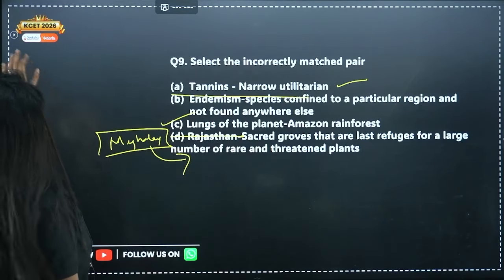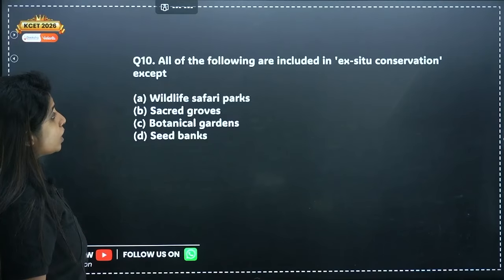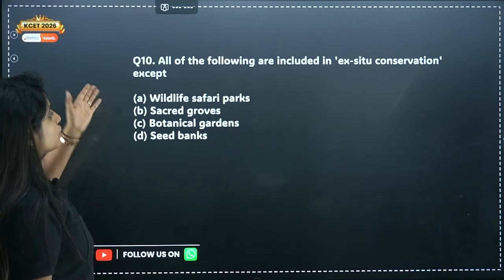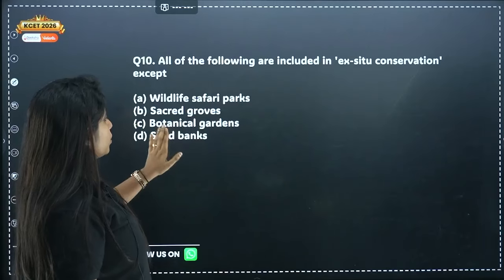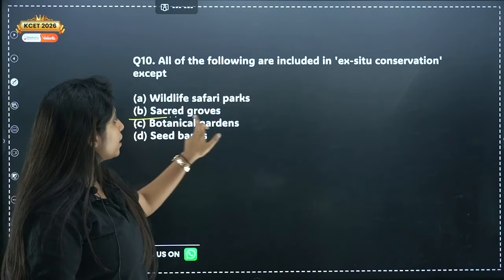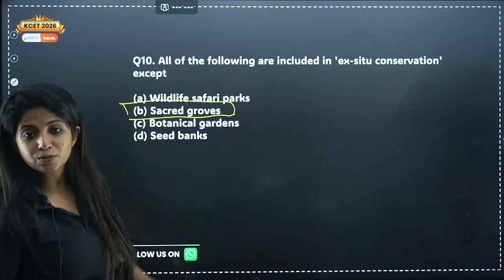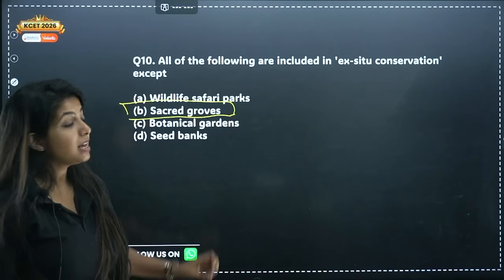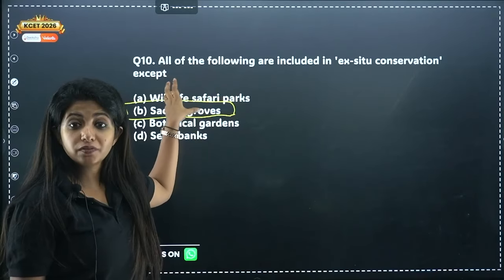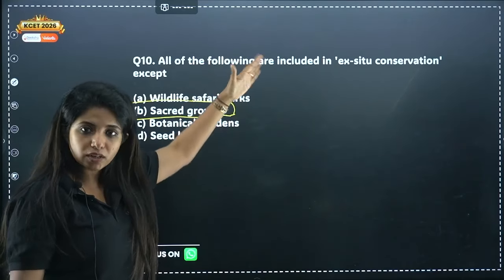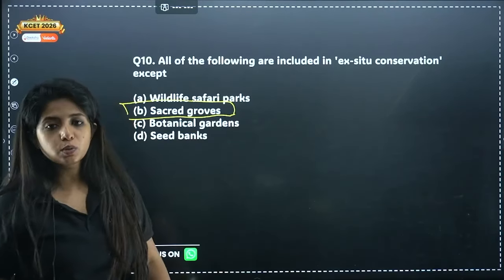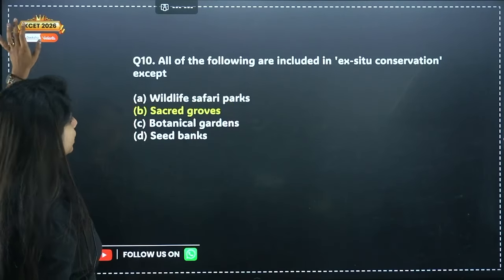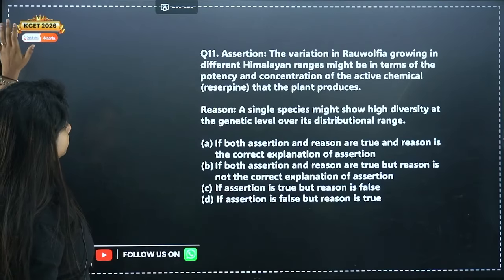Cool? Cool. Next. All of the following are included in ex situ conservation except: wildlife safari parks, sacred groves, botanical garden, seed banks. Sacred groves are not considered in ex situ, it's in situ. I just told about that. Wildlife sanctuary is different from wildlife safari parks. Remember, safari parks come under ex situ only. Botanical gardens also ex situ and seed banks also ex situ. Fine. Next.